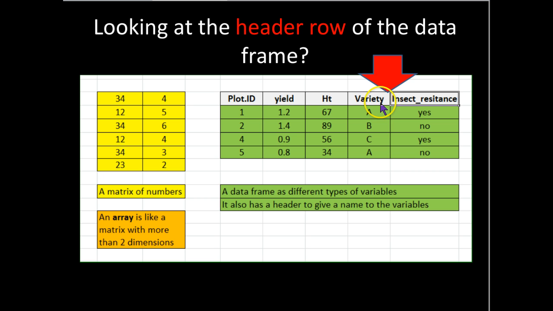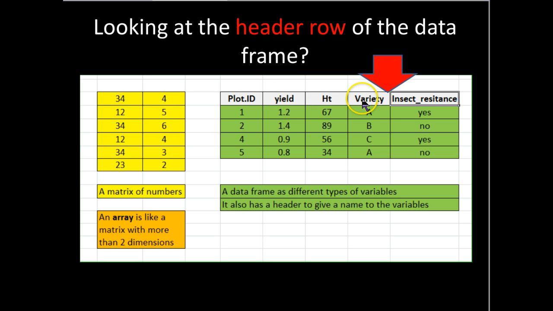So let's just have a quick look at this header. One thing I'd like you to notice is the names I've given it, and I'll talk about that in a minute. This is plot ID. It might just be called ID. It might just be household if it was a survey. This is just showing you that in R you can have plot.id. That's a quite valid variable name. We can have something called yield. We can have something called height. You can use capitals if you like.